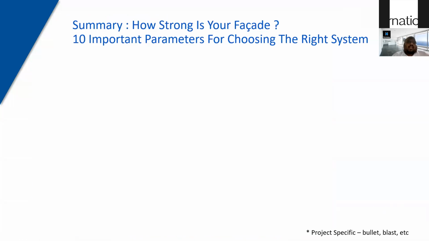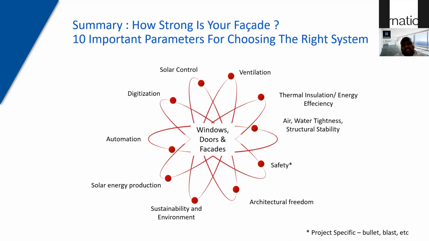How strong is your facade? How do you choose? So I've basically listed 10 important parameters: ventilation, thermal efficiency, air and water tightness, structural stability, safety. And by safety, I mean the standard safety should not be compromised, like the impact, the fire propagation, perimeter fire protection, but project-specific safety requirements like bullet and blast can also be considered. Architectural freedom, sustainability and environment, we'll talk about this maybe some other day. Solar energy production, automation, digitalization, solar control.